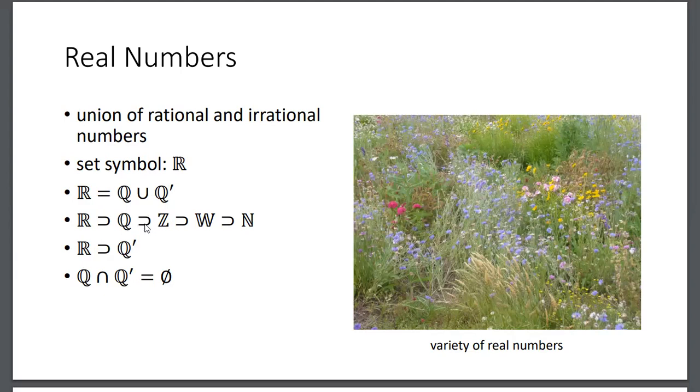which contains the integers, which contains the whole numbers, which contains the natural numbers. The real numbers also contain the irrational numbers, and the rational and irrational numbers are mutually exclusive. Their intersection is the null set. There's a variety of numbers involved in the real number world.